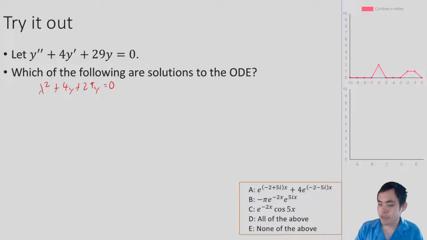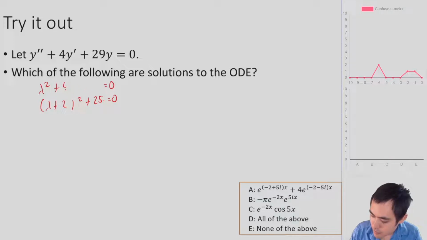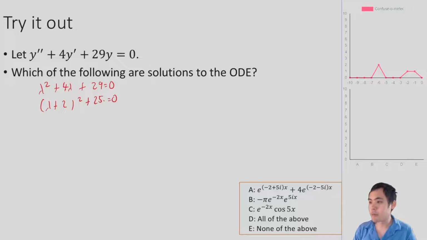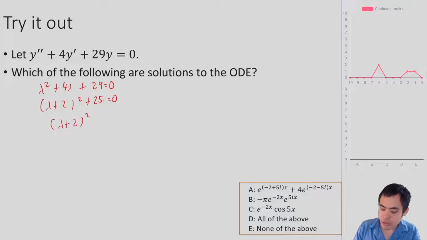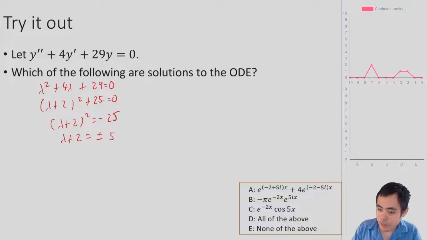And of course, we know how to solve this. I'm going to use completing the square. So this is lambda plus 2 squared plus 25, plus 4 lambda plus 29. And so therefore you have lambda plus 2 squared is equal to minus 25. Lambda plus 2 is equal to plus or minus 5i.